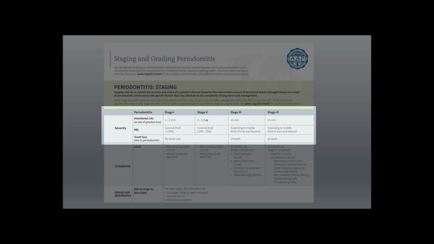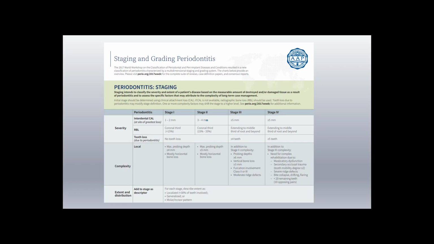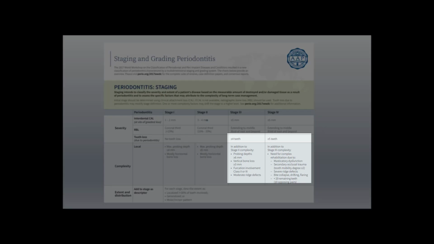Stages 3 and 4, the CAL is the same and the radiographic bone loss is the same. The biggest difference is how many teeth the patient has lost due to periodontitis. So we want to look at counting the teeth and then looking at the complexity of this individual patient's periodontal status. So when we look at stage 3 and 4's complexity, notice that probe depths are equal to or greater than 6, and they have vertical bone loss.